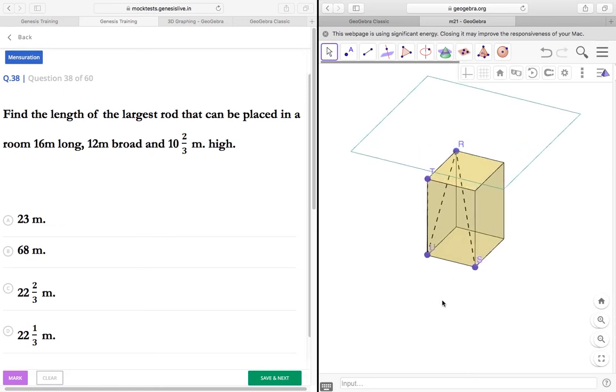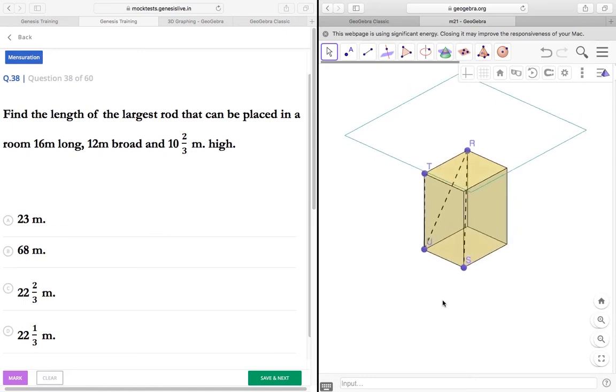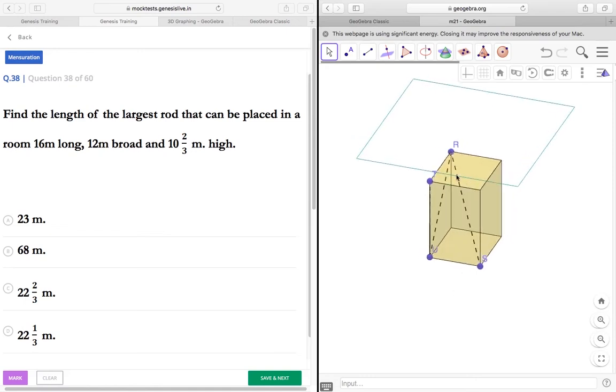The length of the largest rod will be equal to the space diagonal, RS. And in a cuboid, overall you have three face diagonals. When you connect the opposite vertices of the cuboid, you will get the space diagonal. The length of all these space diagonals will be same, and it is given by the root of the sum of the squares of the sides of the cuboid. 16 square plus 12 square plus, what is 10 2 by 3? It is 32 by 3. So 32 by 3 square.